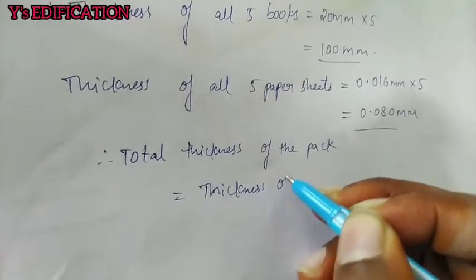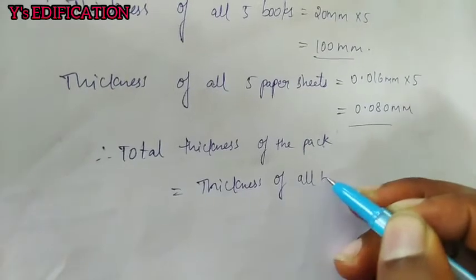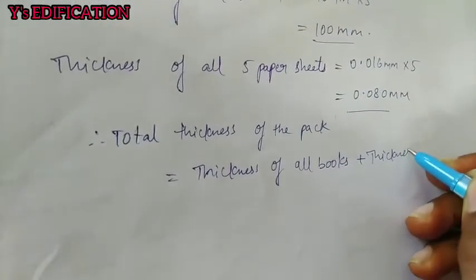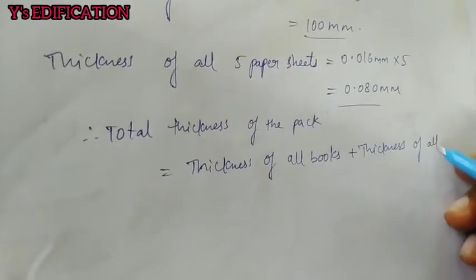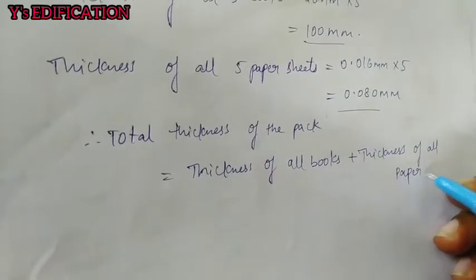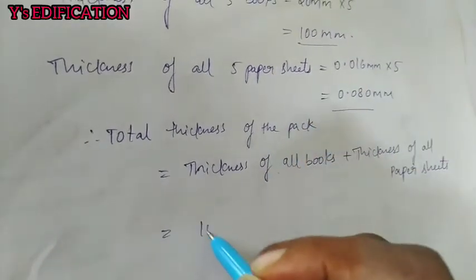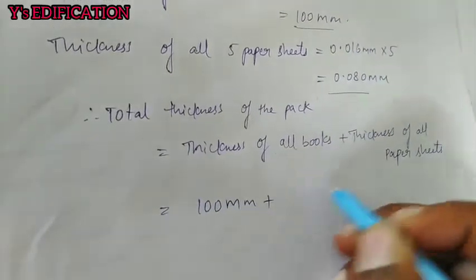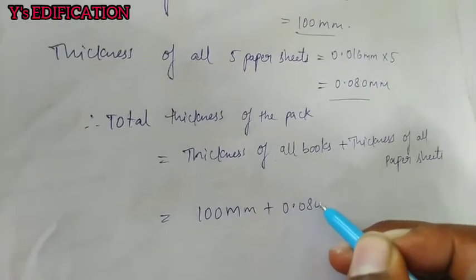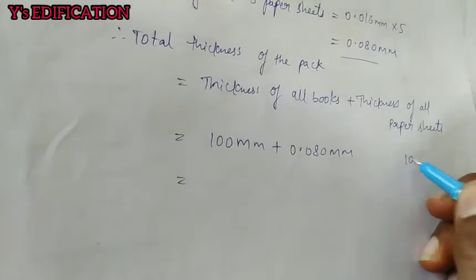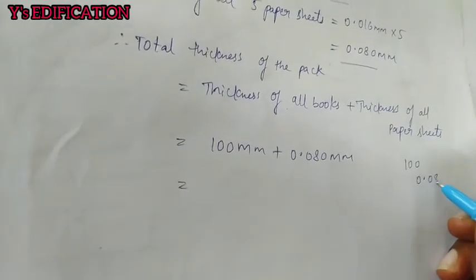Thickness of all books plus thickness of all paper sheets, right? So when we add these two, we will get the thickness of the whole pack. So what is the thickness of all books? 100 mm. And what is the thickness of the papers? 0.080 mm. So when we add these two, we will get 100 and 0.08.